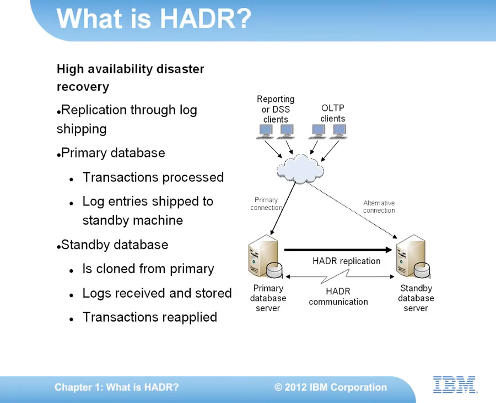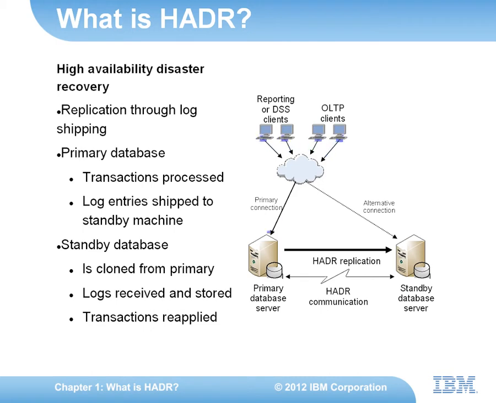High Availability Disaster Recovery, or HADR, is a database replication method that provides a high availability solution for both partial and complete site failures. With HADR, data from a primary database is replicated to the standby database, which is essentially a clone of the primary. Replication is carried out through log shipping via a TCP/IP connection.